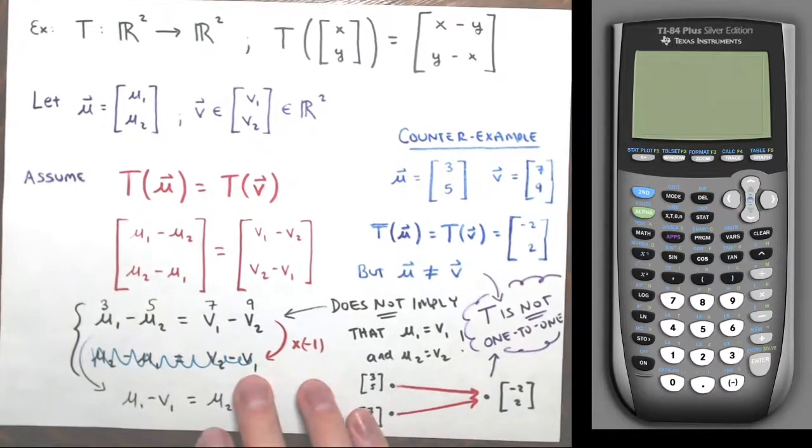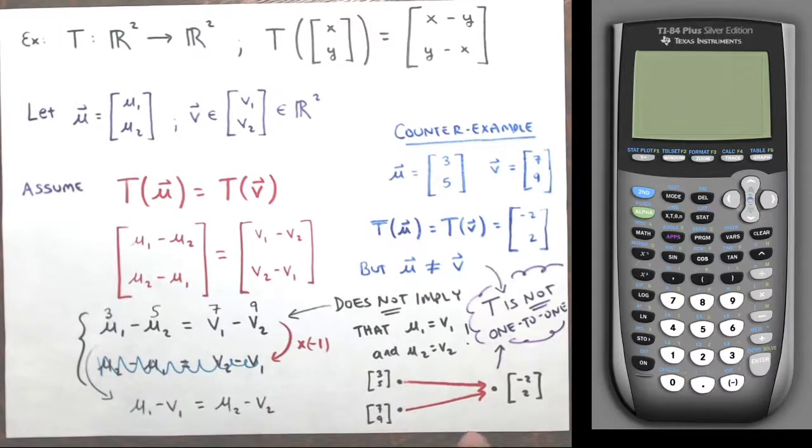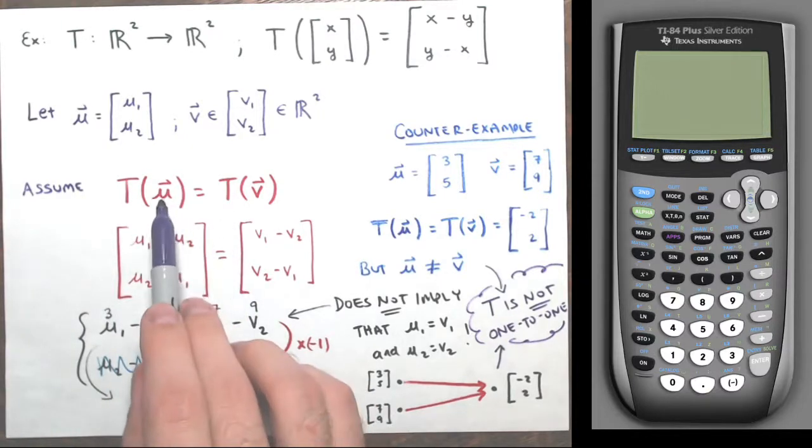Okay, T is not one-to-one. It's very clear just from this one example, and that's all you need to do to show that a transformation is not one-to-one. If you can find just one specific example of two different vectors that have the same output, then it's not one-to-one. Right?